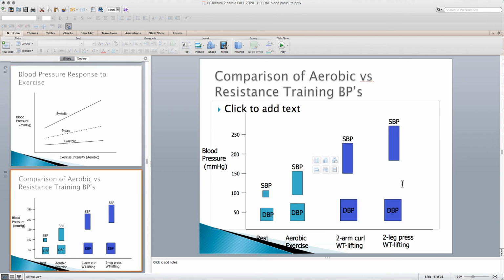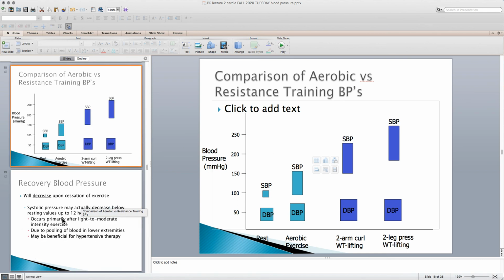It goes way up with resistance training exercise. So here's rest, here's aerobic exercise, and so this would be maybe the range of systolic and the range of diastolic. Here is the range of systolic blood pressure with 2 arm curl weightlifting exercise, and here with more muscle mass, systolic blood pressure goes up even more. So if someone is hypertensive, we probably don't want them to be lifting high amounts of weights. Lifting is fine for them, but it should be controlled.